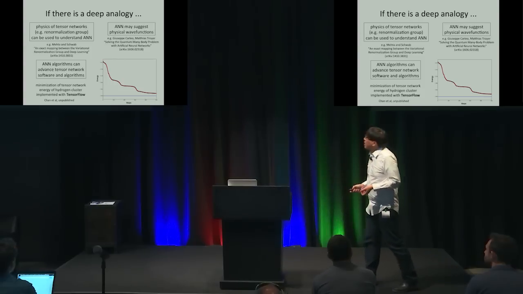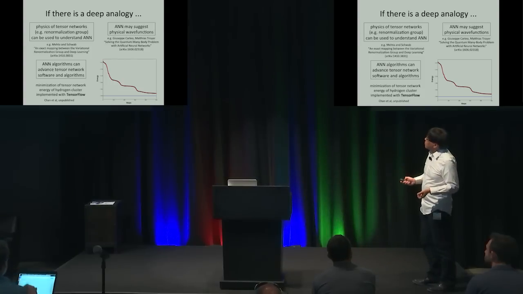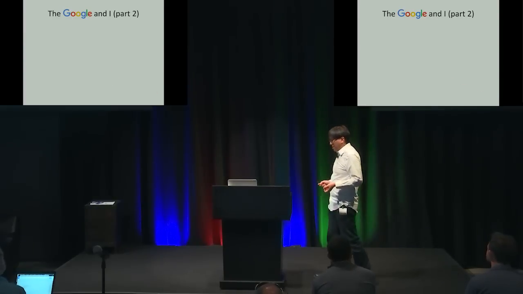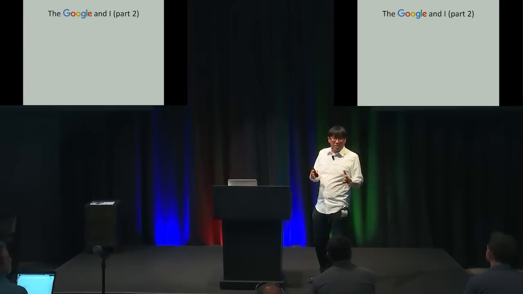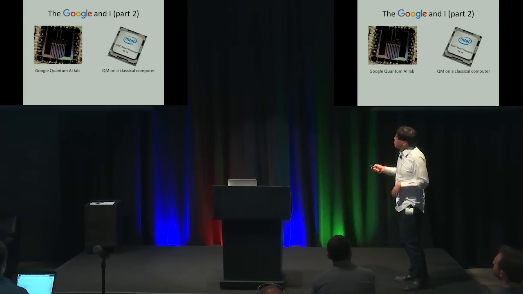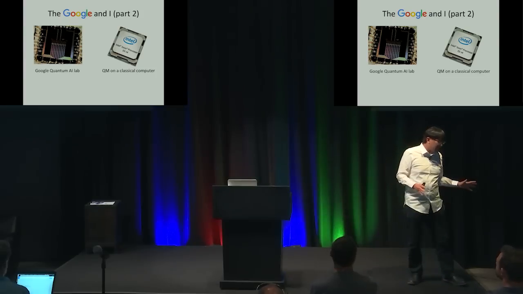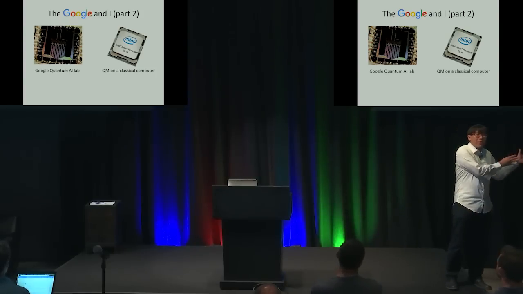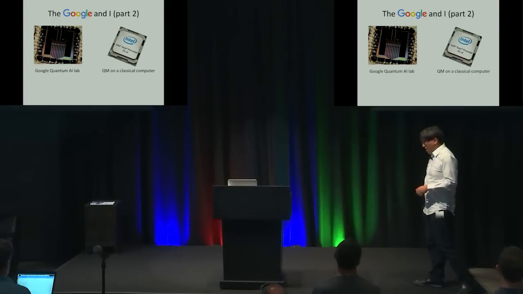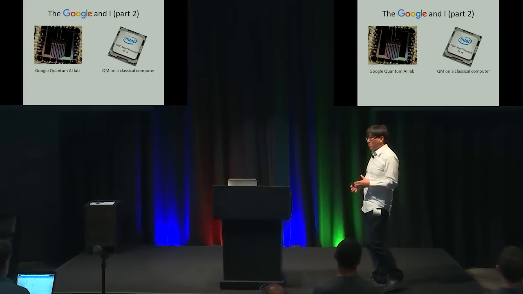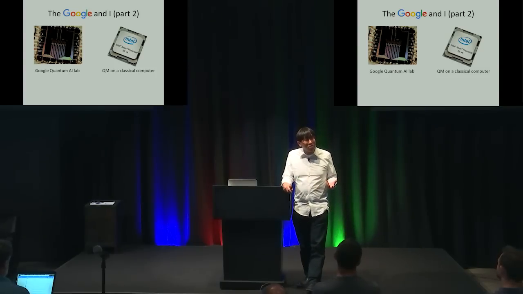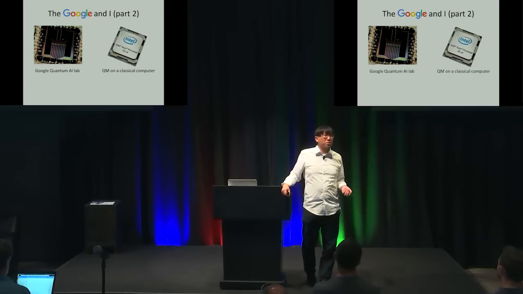OK. Now, the second reason why I'm here, the second part of the Google and I, is probably what I'm going to spend most of my time on today. You'll notice that everything that I've been talking about has been trying to simulate quantum mechanics, but using the computers we already have, or the Intel chips. And you have a quantum AI group here, and they're trying to build a quantum computer. And one of the things they're trying to use the quantum computer for is to do quantum simulations.